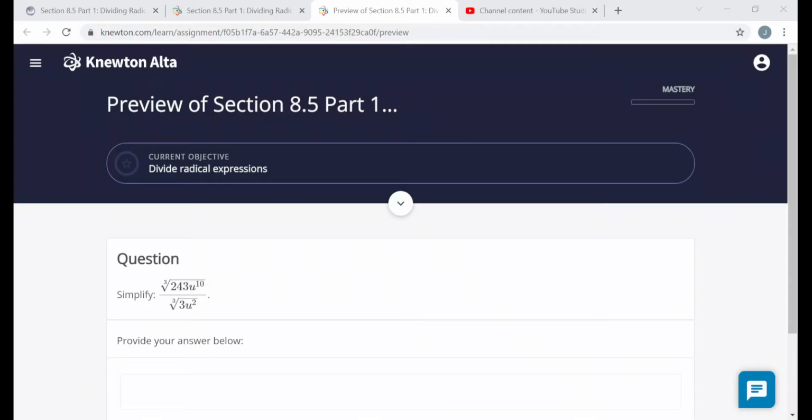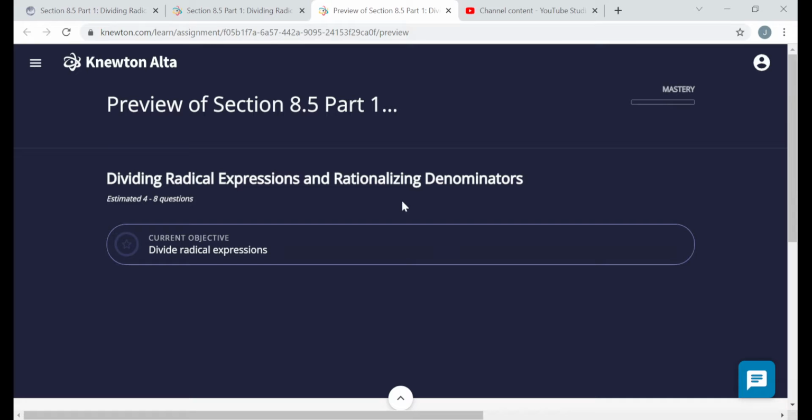Alright, so here's the assignment page. Now you will not be seeing the words preview of, you'll just see the title of the assignment. And in the upper right corner you have your mastery bar, telling you how far along you've gotten. Then the objectives, which in this particular assignment there is only one objective. That is simply divide radical expressions, right? Divide and simplify.